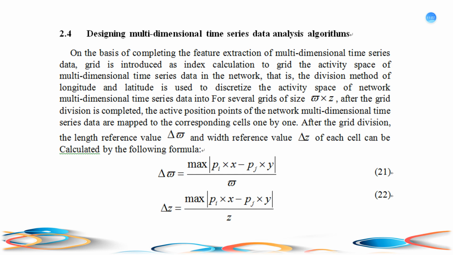multidimensional time series data into several grids of the same size. After the grid division is completed, the active position points of the network multidimensional time series data are mapped to the corresponding cells one by one. After the grid division, the length reference value and width reference value of each cell can be calculated by the following formula.